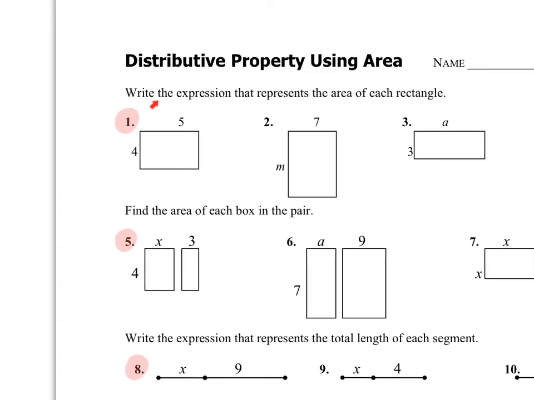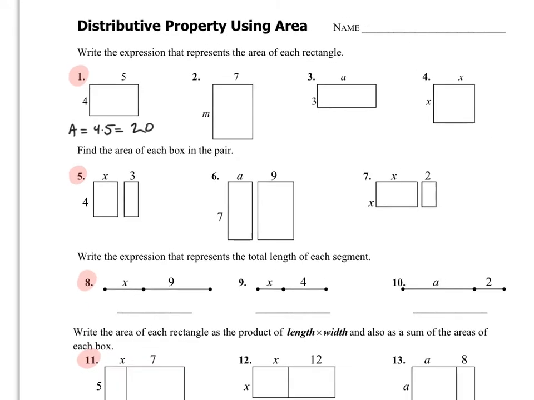So number 1, write the expression that represents the area of each rectangle. This rectangle has a height of 4 and a width across of 5 units. The area is given by length or height times width. That's 4 times 5, which is 20 square units. You can multiply length times width for numbers 2, 3, and 4.